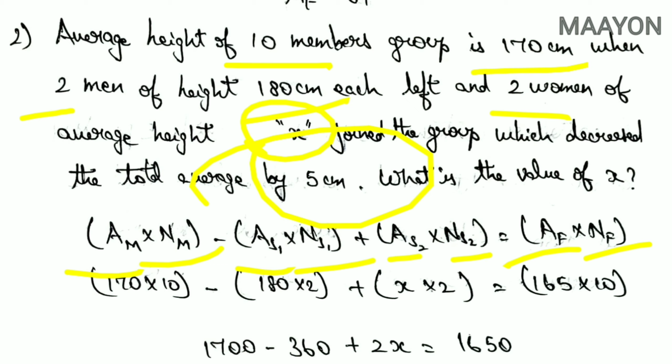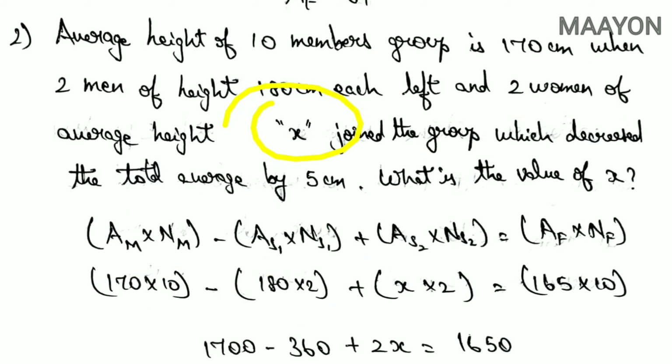Now substituting the values: main group average 170 cm into number of terms in the main group 10, minus number of terms in subgroup 1, 2 men, into average 180, plus number of terms in subgroup 2, that is 2 women, into average of subgroup 2, which is given as X, equals the average of the final group, 165 because 170 minus 5, since it is decreased by 5, into number of terms in the final group, 10.